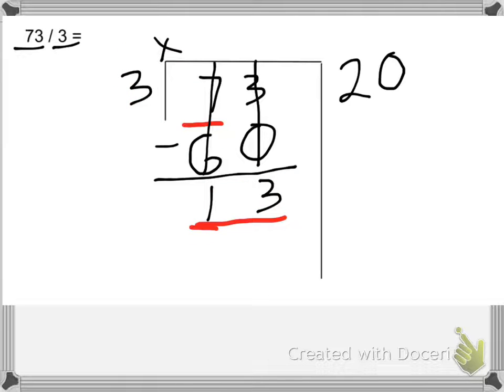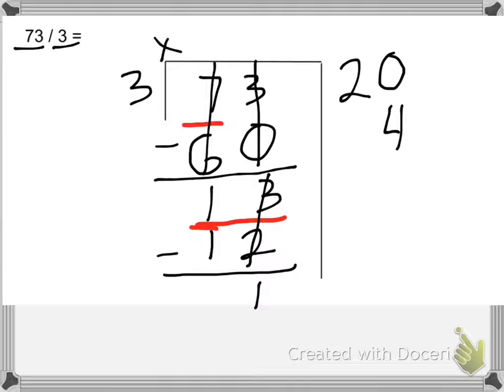I know that 3 times 4 equals 12. That's the closest I can get. So I'm going to take 3 times 4 to get 12. I am then going to subtract 13 minus 12. 3 minus 2 equals 1.